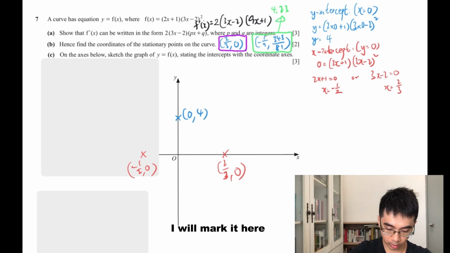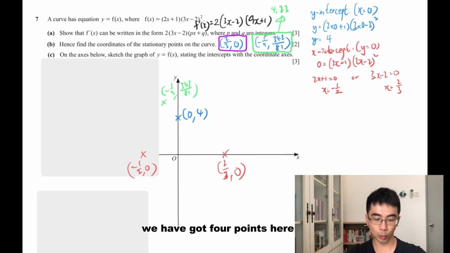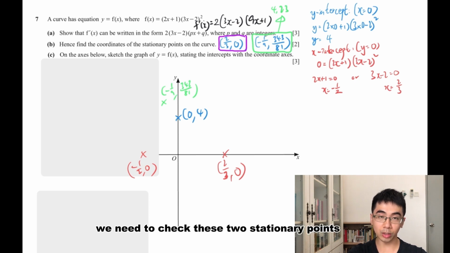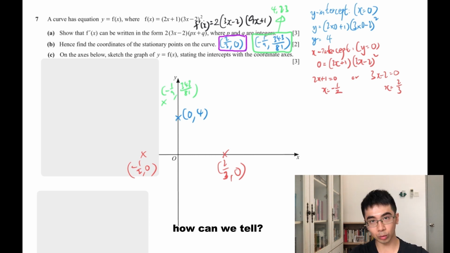So I will write here. For this green one should be -1/9 and then comma 343 divided by 81. So we have got 4 points here. But okay, we need to check these two stationary points, the purple one and the green one, if they are maximum or minimum. So how do we find it?